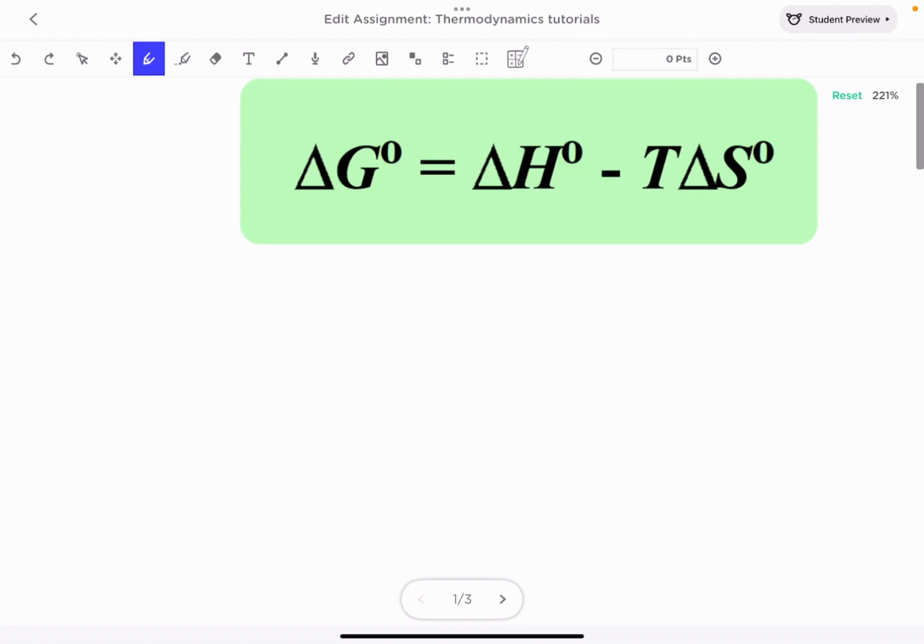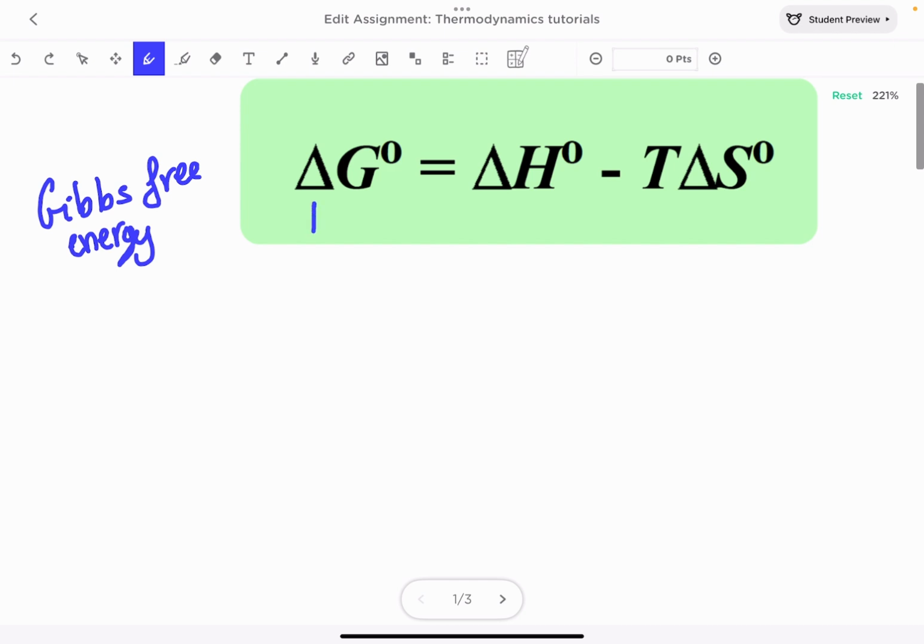In this tutorial, I will explain how you can know if a process is spontaneous or non-spontaneous by looking at the sign of delta G. First of all, delta G is what we call the Gibbs free energy. It means that this is the energy available for a system in order to do the work, like to start the process.